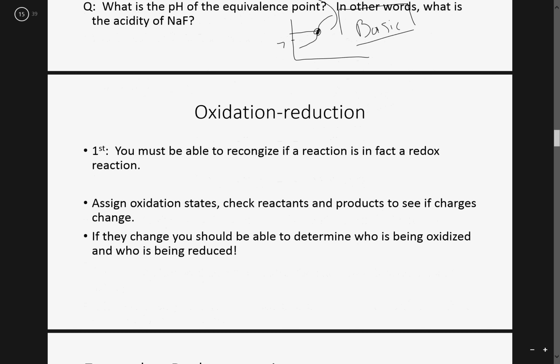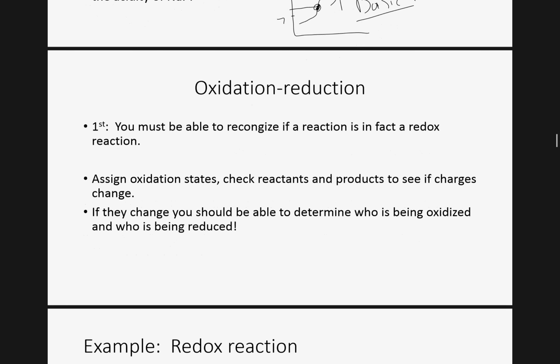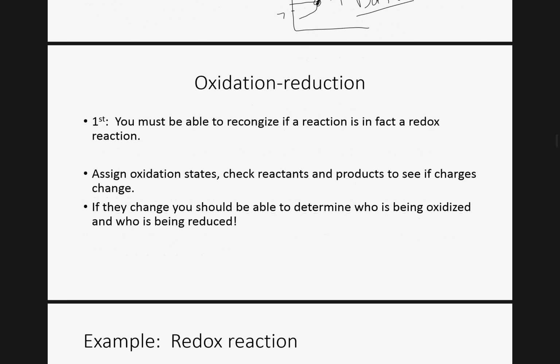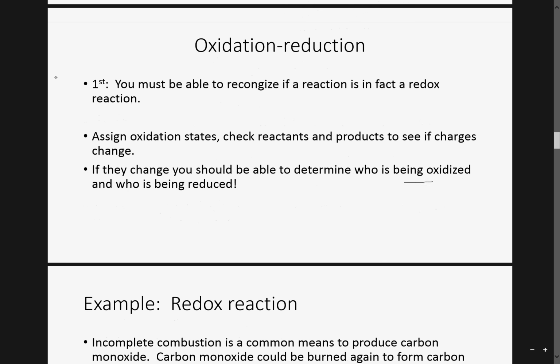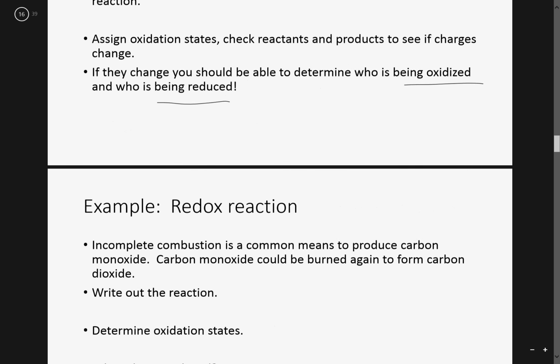Oxidation reduction reactions. First, you must be able to recognize a redox reaction when you see one. Assign oxidation states, check reactants and products to see if charges are changing. If they change, you should be able to determine who's being oxidized, who's being reduced.